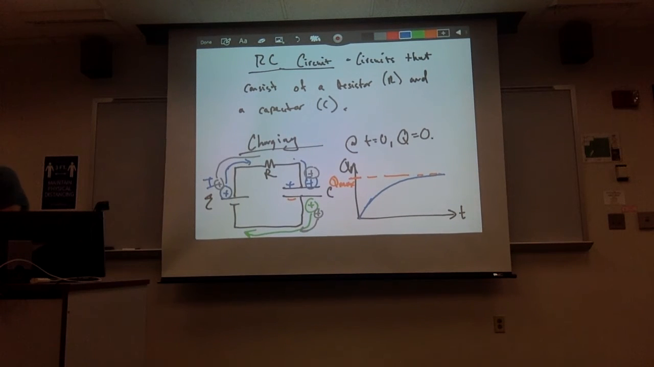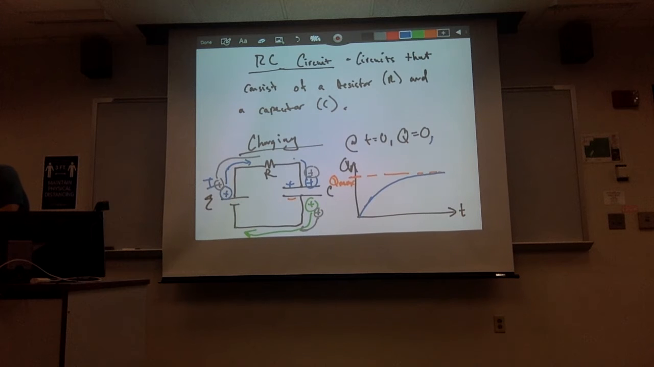So what's going to happen here then is at this time, even though the charge is equal to 0, the current will be equal to a maximum. Now, as time goes on, so as t goes to infinity, what will happen then is that Q will become equal to Q max, while the current will go to 0.